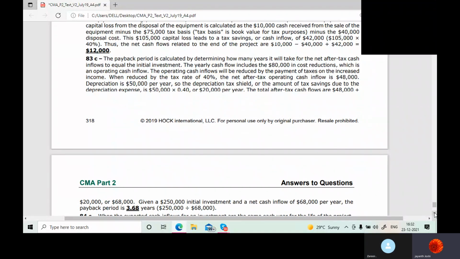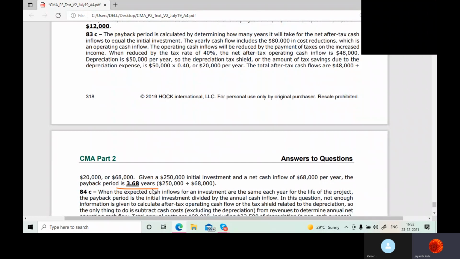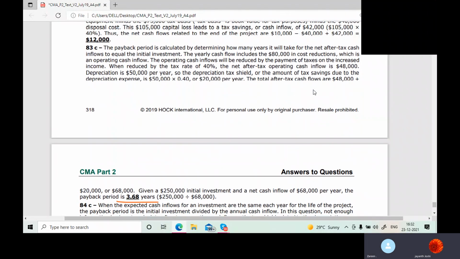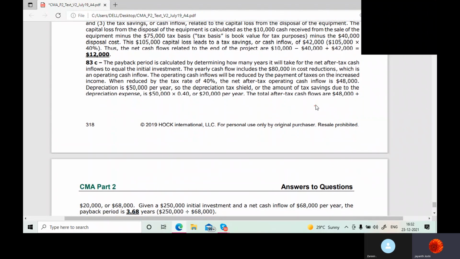That's good. You got the correct answer, 3.68 years. So your machine is of 250,000, okay? And its depreciation is on straight line basis. So 50,000 is your depreciation, and your operating cash flows are getting what? You're getting 80,000. This is after tax inflow, correct? After we remove tax, it will be 68.